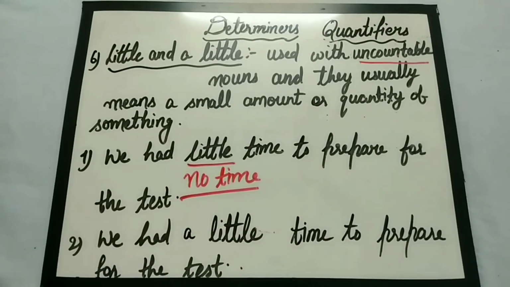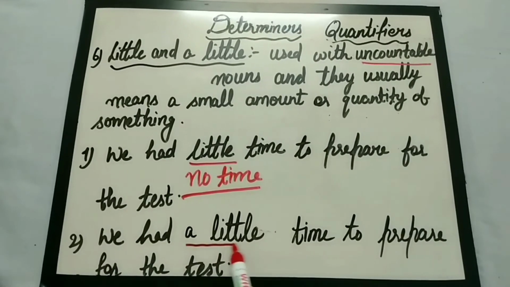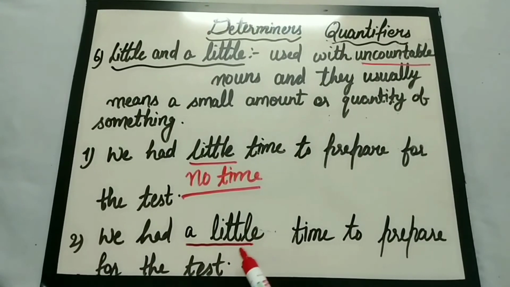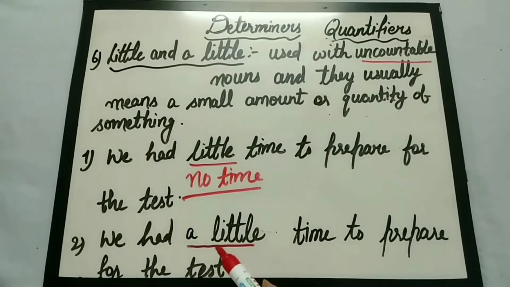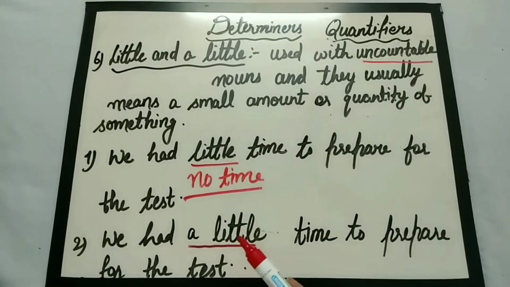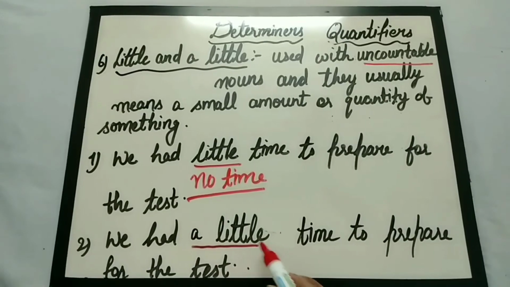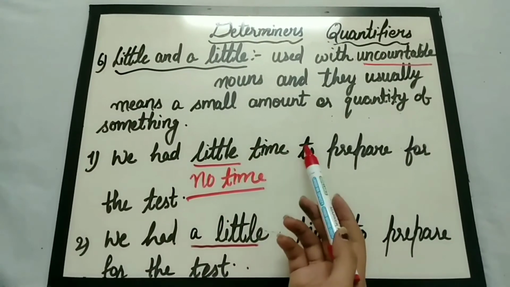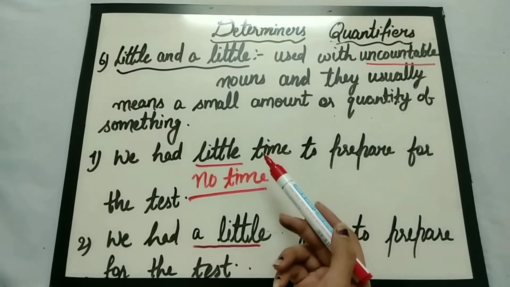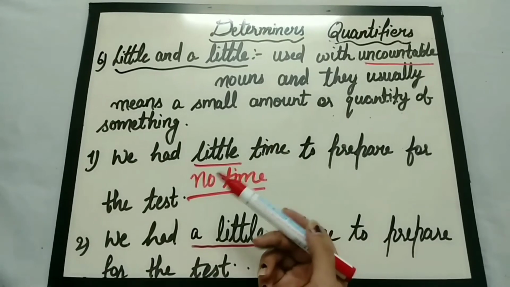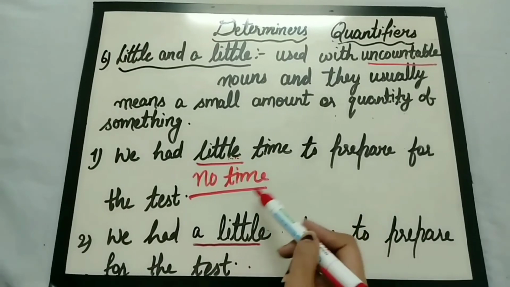But in the second sentence, we had a little time to prepare for the test. This tells us that at least we had some time, in a positive way. The statement gives a positive mindset, that we had at least a little time, so yes, we had time to prepare for the test. But in the first sentence, we had little time to prepare for the test, we are going negative. In the sense that we had no time to prepare. Little time is equal to almost none or no time.